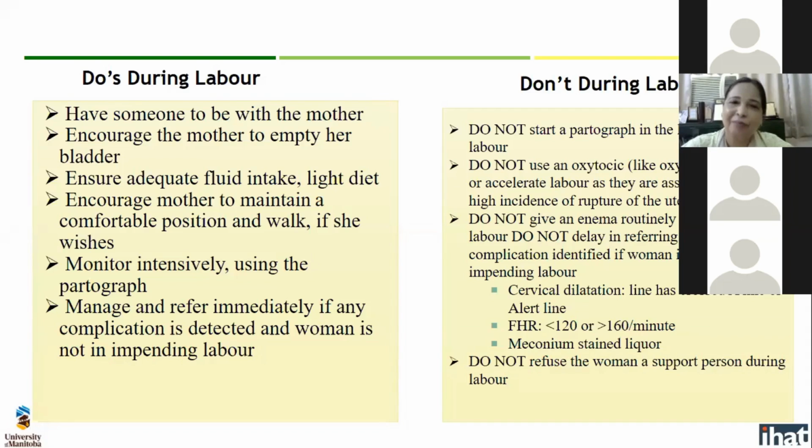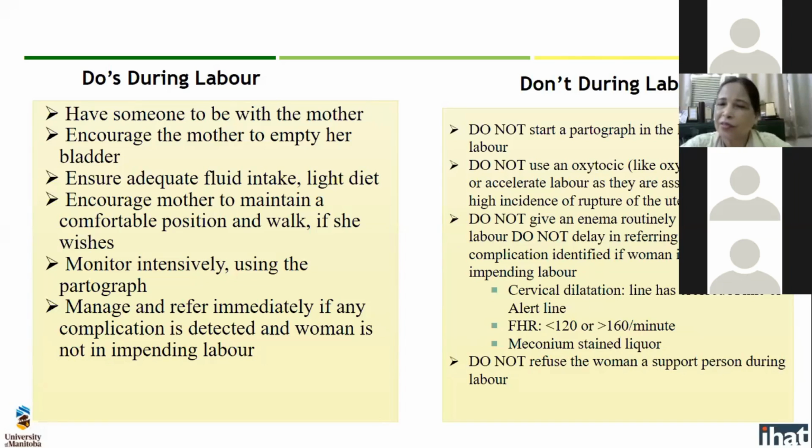मैम, डोंट लेबर में आएगा कि डू नॉट स्टार्ट ए पार्टोग्राफ इन द लेटेंट फेज ऑफ द लेबर, जो आपने हमें पहले ही बताया सबसे पहले. तो ये दिस इज अ मैसेज फॉर टुडे. आज हम रट लेंगे इन लेटेंट फेज में पार्टोग्राफ नहीं बनाना है, बट हमें अपनी केस शीट पे हम डॉक्यूमेंट.